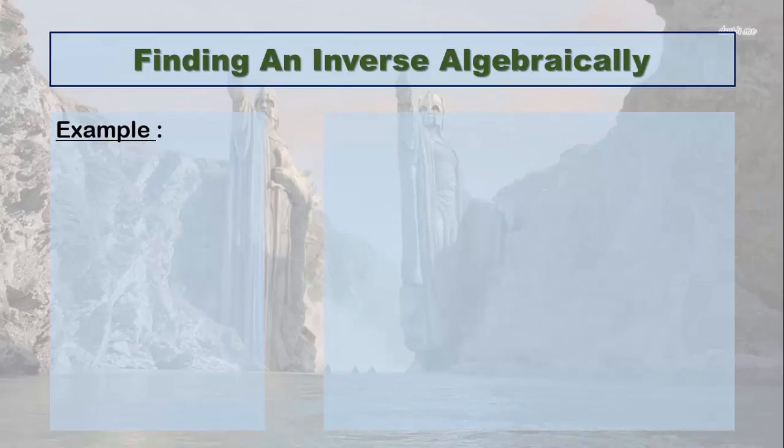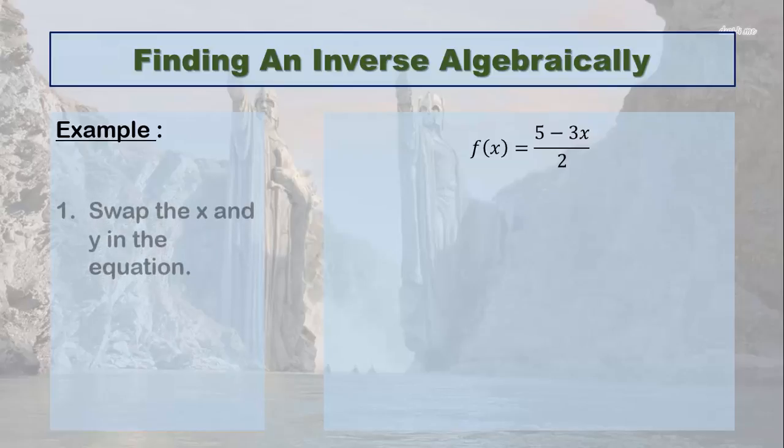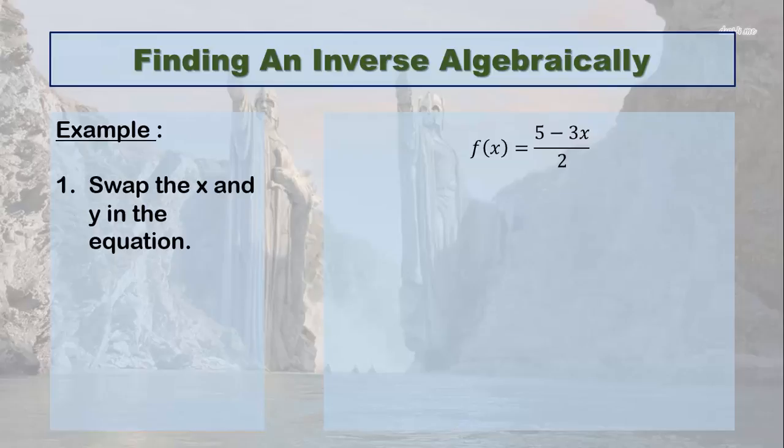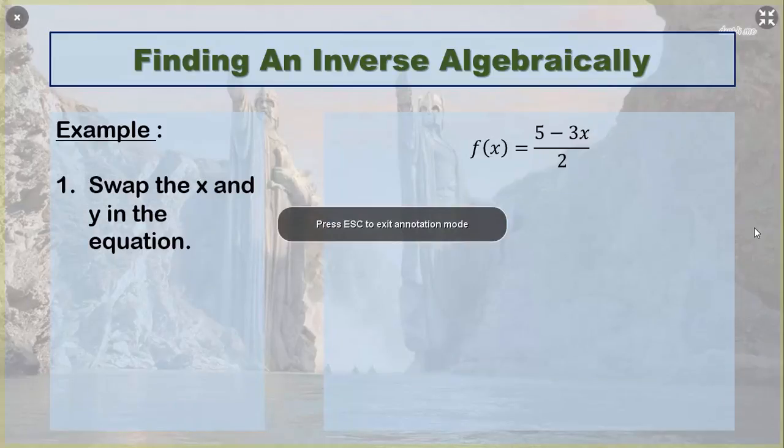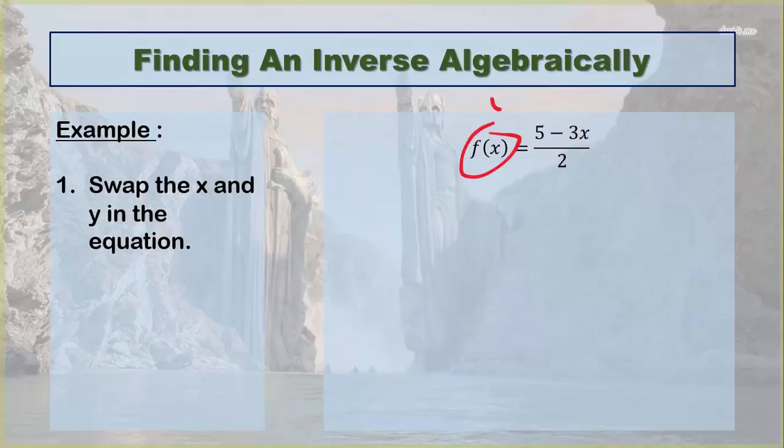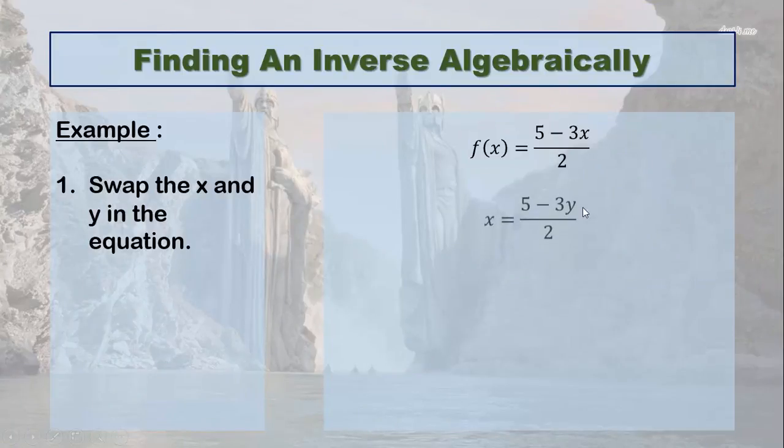Let's say that we have the equation f of x equals 5 minus 3x all over 2. Do you remember what the first step was? Step 1 was to swap the x and y. So when you do that, remember, this is just a way of saying y equals. So don't let the f of x confuse you. Okay, the next step was to solve for y.